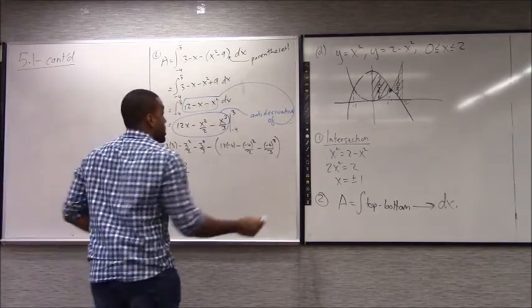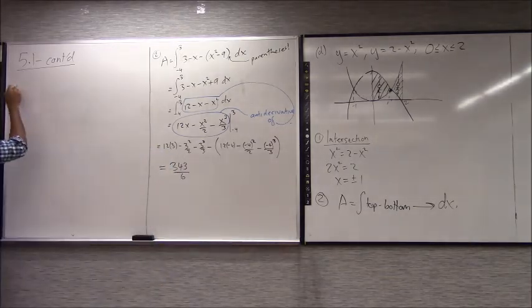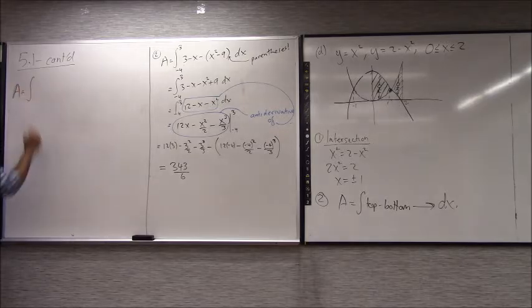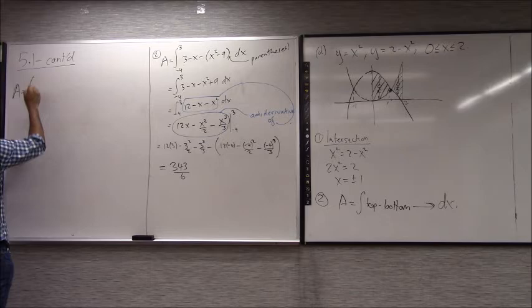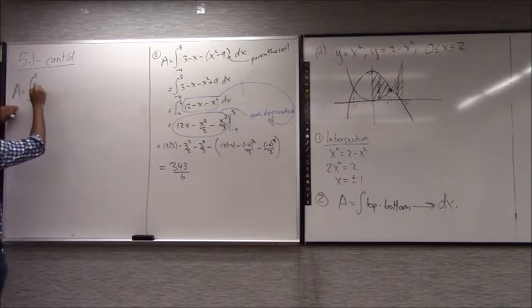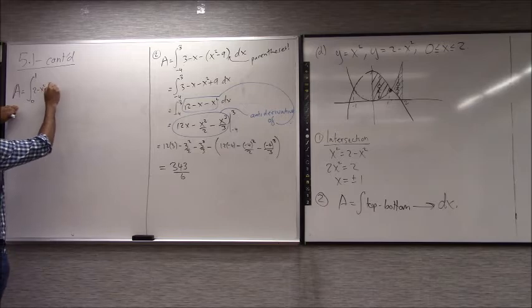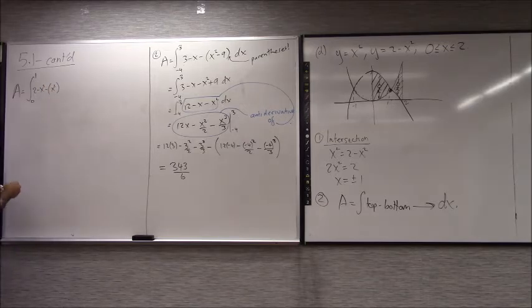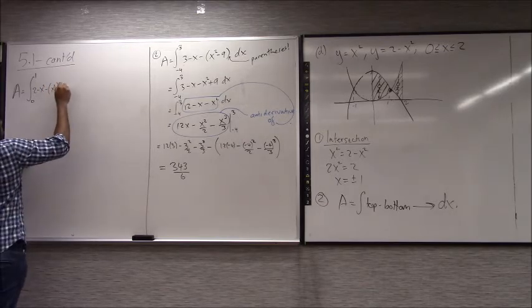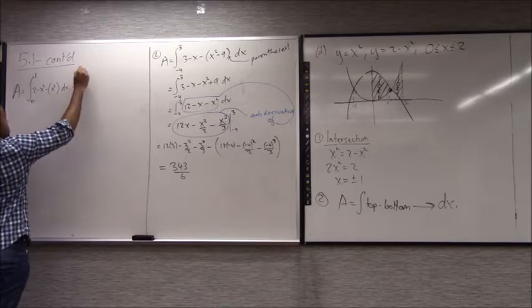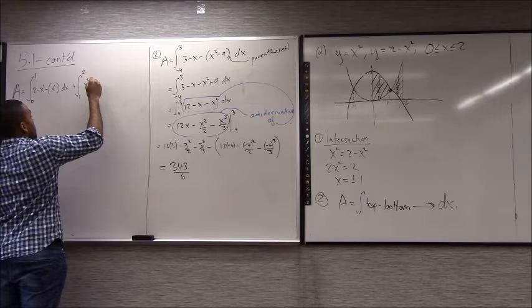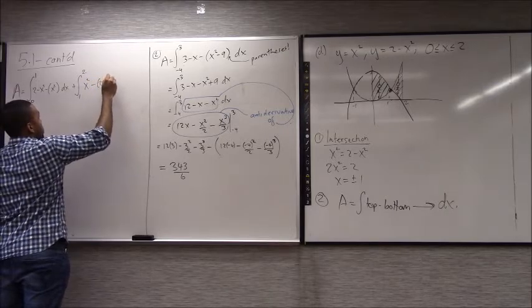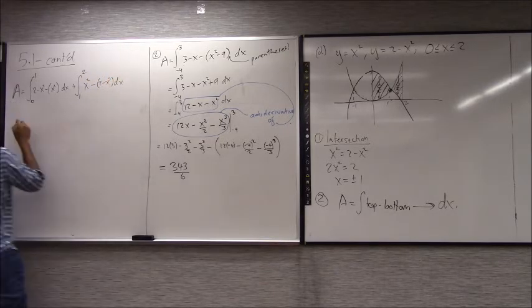So let's actually set it up. We know here our area is going to be equal to, from 0 to 1, the guy on top is the 2 minus x squared, and I subtract the x squared, dx. Plus, from 1 up to 2, things actually switch. This becomes the x squared minus 2 minus x squared dx.